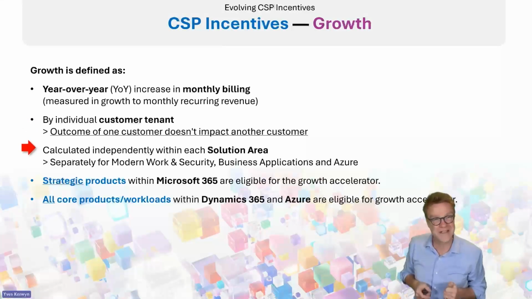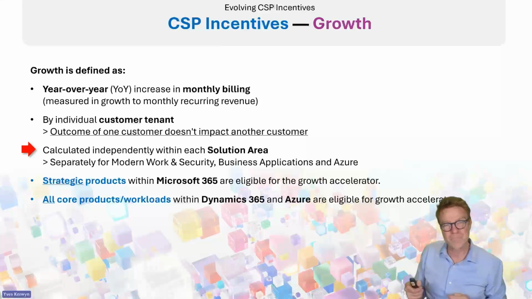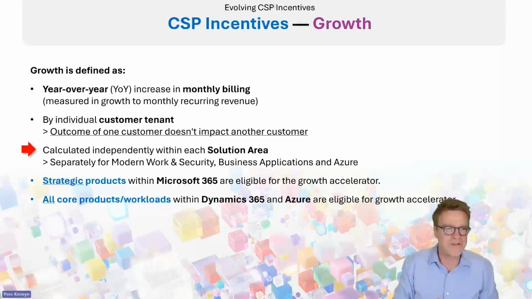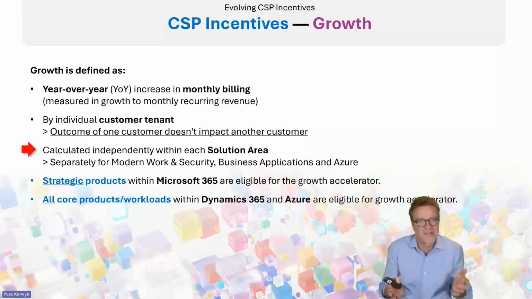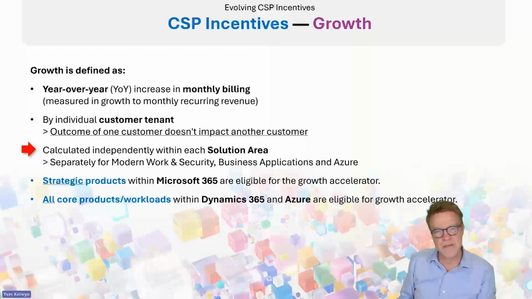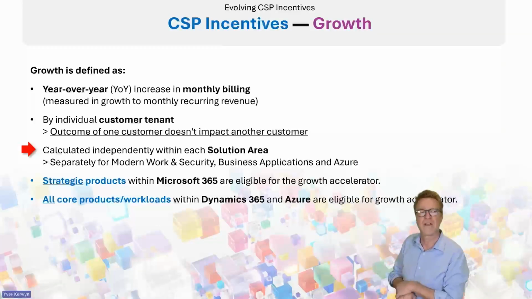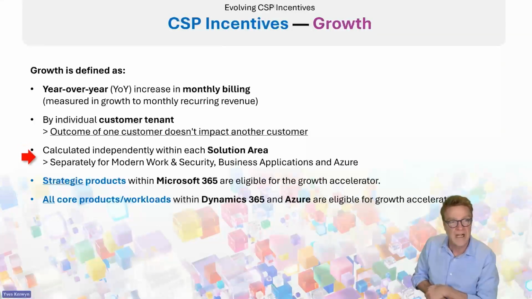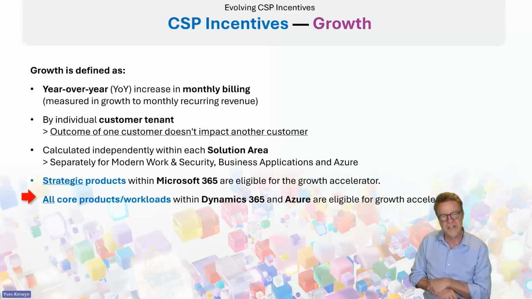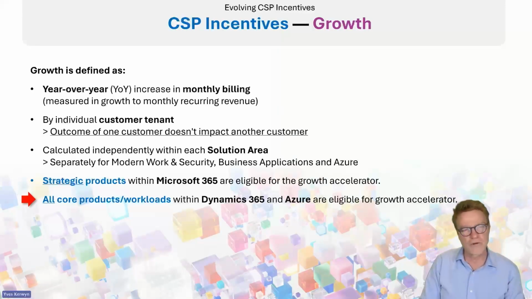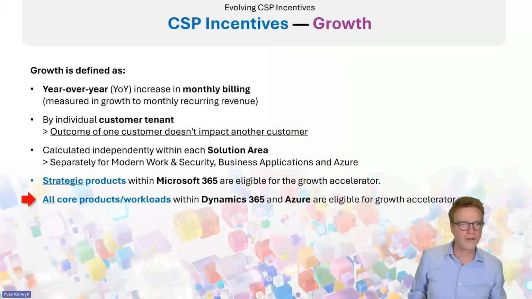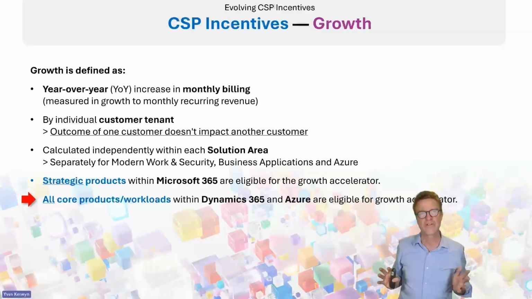Another important thing is that Microsoft looks at that per solution area. So it's very possible that for that tenant, the customer, you're not doing fine with modern work and security or business application, but you do for Azure, and they only look at Azure at that point. And that's what I said. You can skip this point. The point is that this is true for anything you do in Azure. Anything. So the growth is being compared for any service you use.